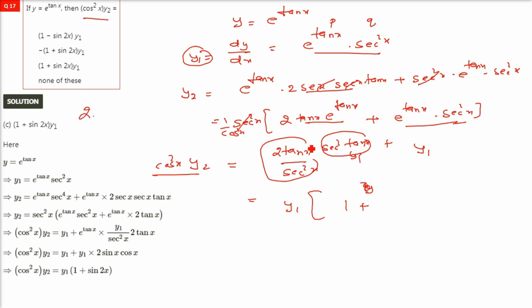So 2 tan x will be sine by cos, and sec square, if it goes up, is cos square. So you can just cancel this. 2 sin theta cos theta is sine 2 theta. So it will be sine 2x. You can write it as sine 2x. You have y2 cos square x required on the left, so the right will be y1 into 1 plus sine 2x, that we have as option C in this particular question.